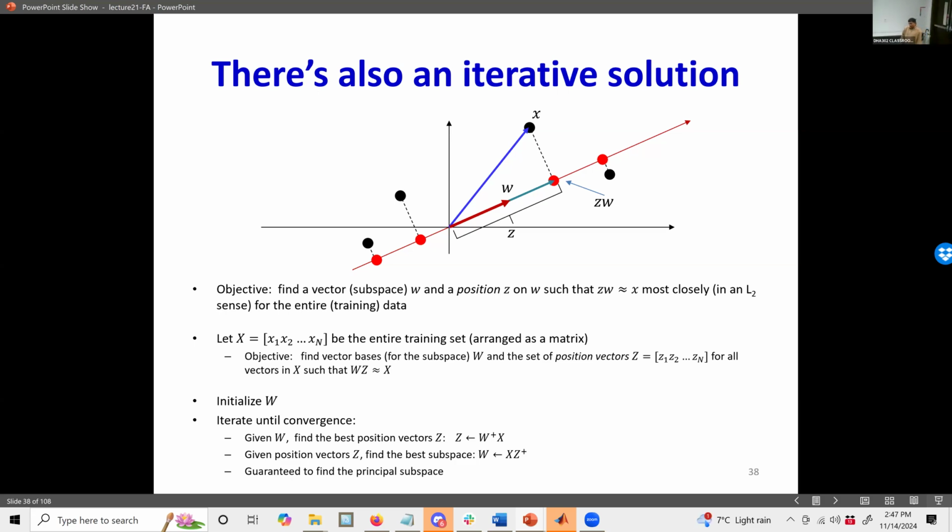If I keep flipping back and forth, every single step is going to be minimizing the error in terms of W and Z. And eventually it will converge. And it's going to give me the correct solution. It's going to give me the correct subspace. So you don't even have to solve the eigen decomposition. This would also give you a solution. That makes sense to everybody?